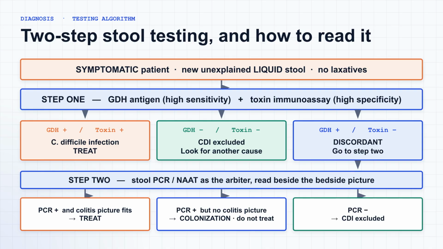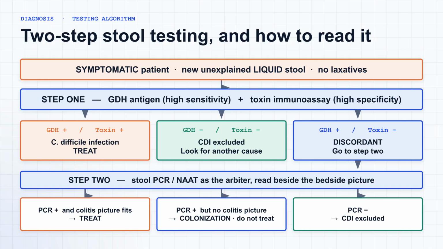Let us put the testing together. Start at the top. Only a symptomatic patient with new unexplained liquid stool enters this algorithm. Step 1 runs the glutamate dehydrogenase antigen and the toxin immunoassay together. Follow the three outcomes. If both are positive, this is C. difficile infection. Treat. If both are negative, look for another cause. If they disagree, and that is the common trap, move to step 2.